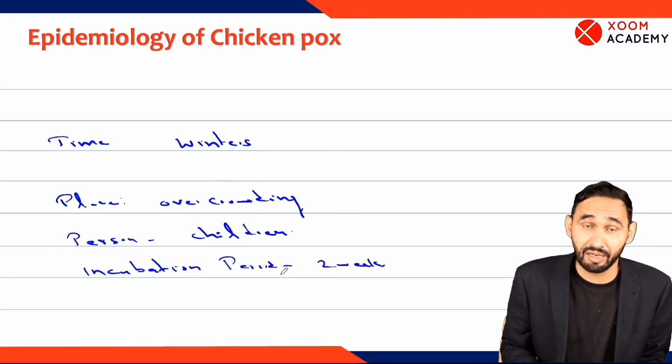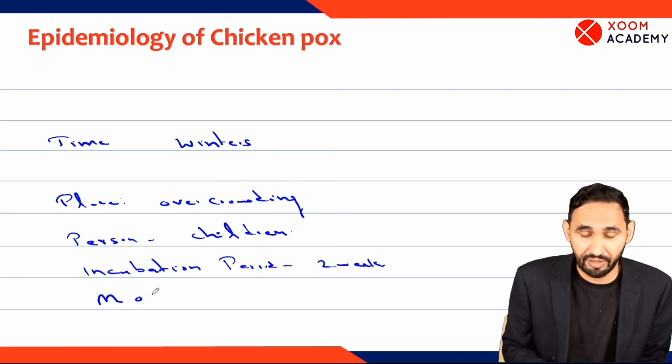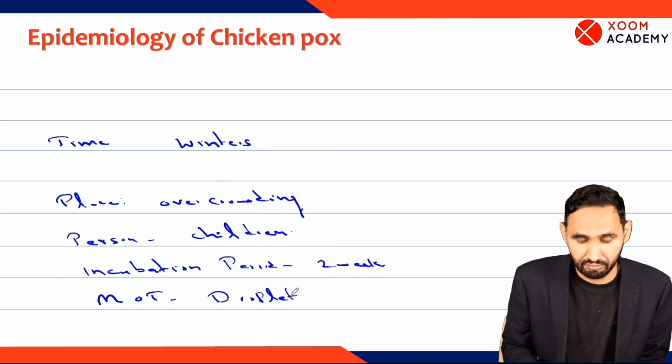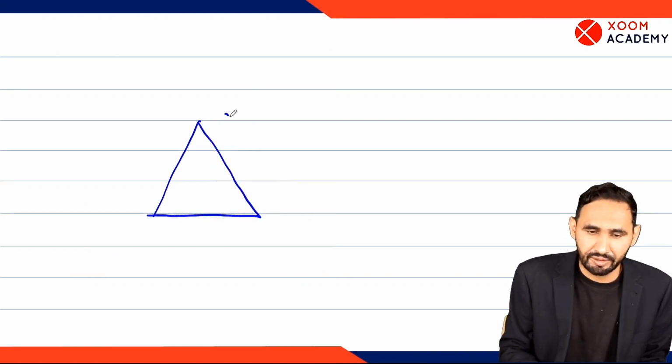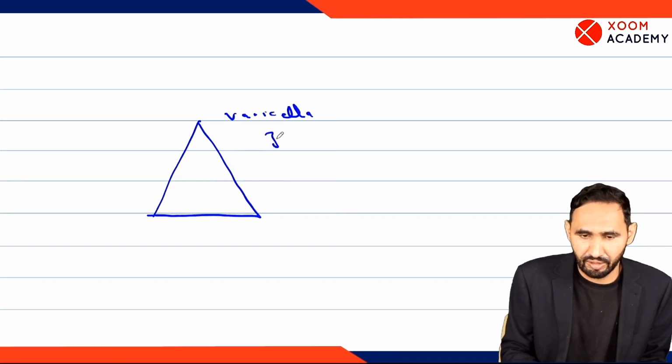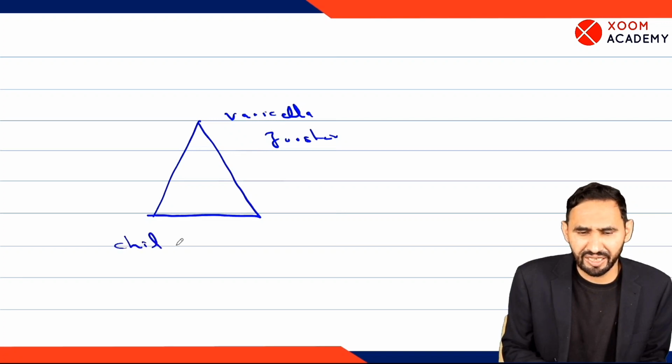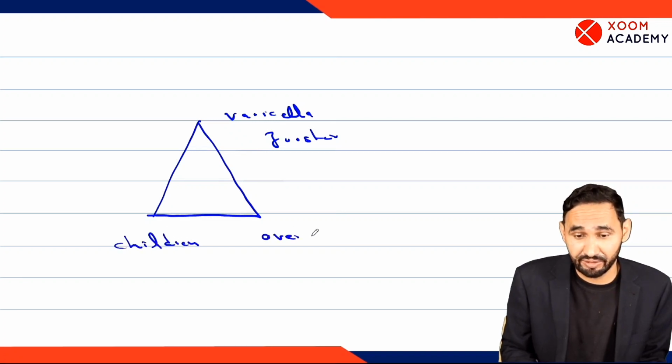Mode of spread or mode of transmission is a droplet infection. Chickenpox spreads through varicella zoster virus. So the causative agent is varicella zoster. The host is children, or it can occur at any age. The environment is an overcrowded environment.